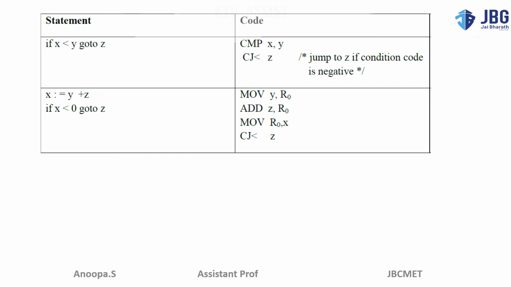Now, if x less than y, go to z: compare x comma y, and if that condition is less than, jump to z if the condition code is negative. Now, x equal to y plus z, if x less than 0, go to c. So, move y comma 0, add z comma 0, move r0 comma x, and cj less than z.